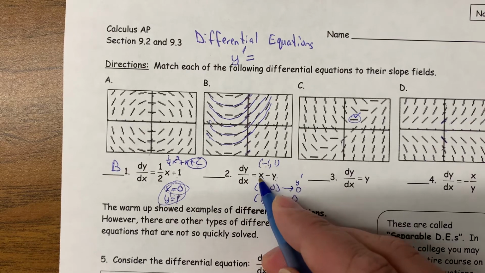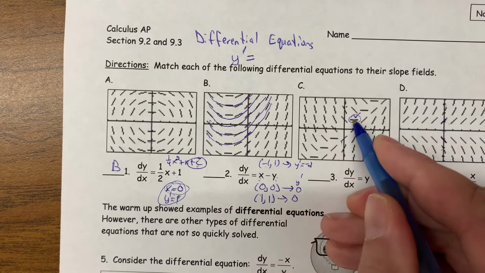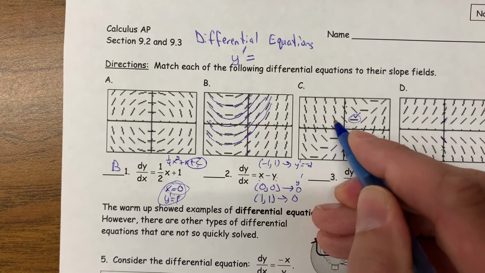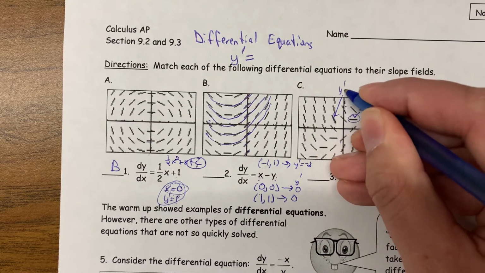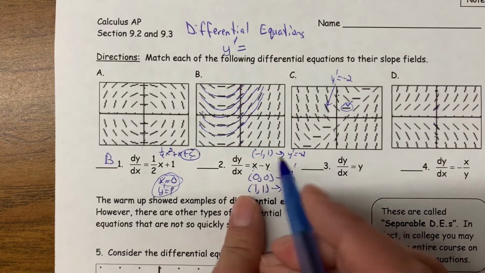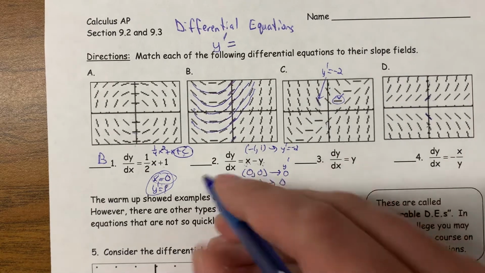If I put in x is -1 and y is 1, the slope needs to be -2. So check it out. When I go to -1, 1, does that slope look like it could be -2? I sure hope so. Yeah, sure, y prime equals -2 there. So you can just plug in a point at each point to see what the slope is. All right, so this one's going to be C.